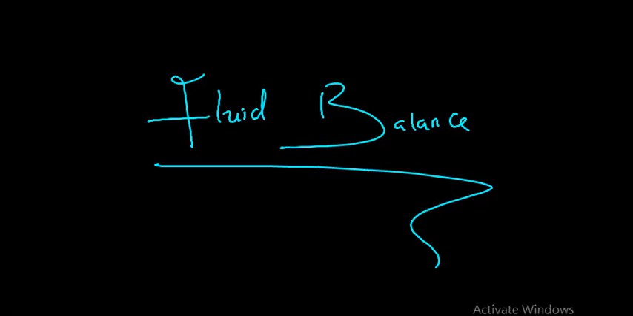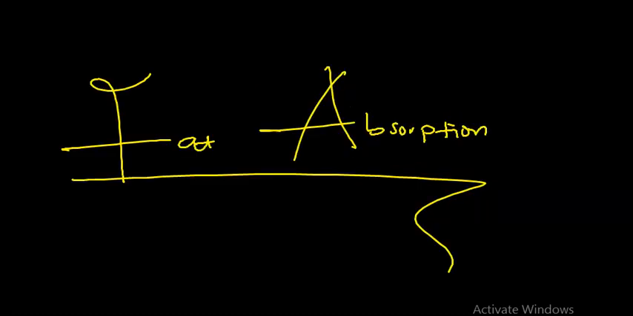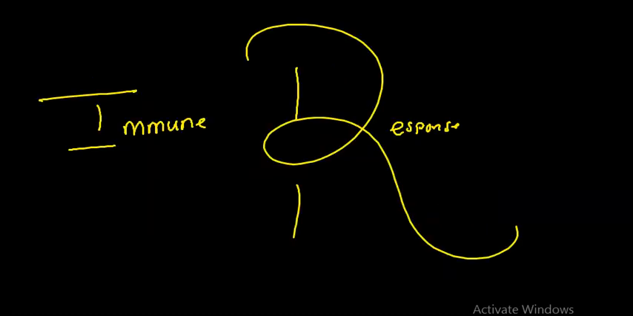In terms of fluid balance, the lymphatic system collects excess fluid from the tissues and returns it to the bloodstream, preventing tissue swelling. The lymphatic system also absorbs fats and fat-soluble vitamins from the digestive system and transports them into the bloodstream. Last but not least, the immune response: the lymphatic system produces and transports white blood cells, particularly lymphocytes, which are critical immune defenses.